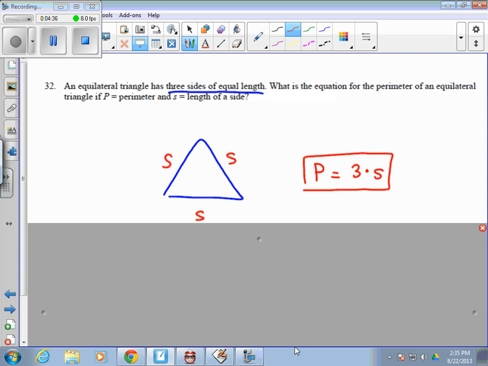So we have a triangle. If we don't know what the length is, it's S. They're all the same. They're all S, S, and S. So your perimeter would be equal to S plus S plus S, or simply 3 times S.